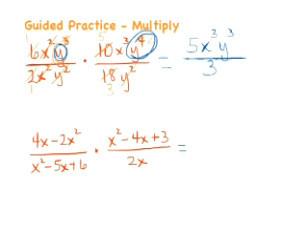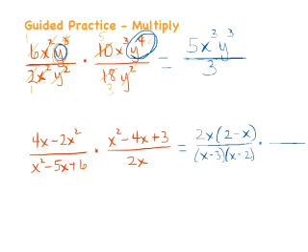In the second problem, we need to start by factoring. So we can factor out a 2x in the first numerator, and that will leave us with 2 minus x. In the first denominator, we can factor it to x minus 3 times x minus 2. In the second numerator, we can factor that to an x minus 1 times an x minus 3. And then the 2x is already factors.